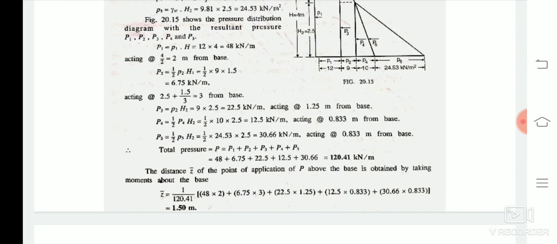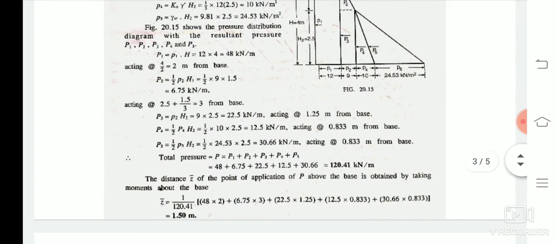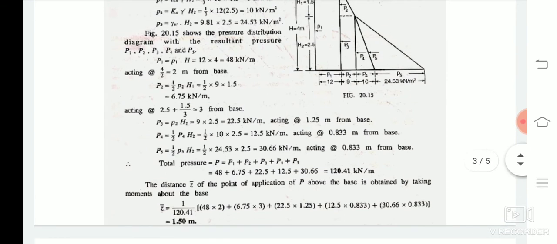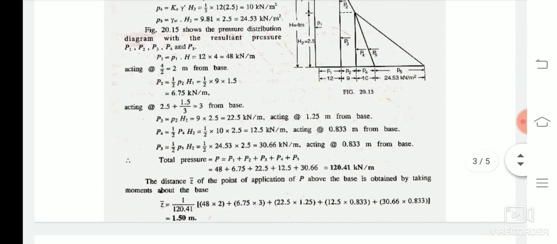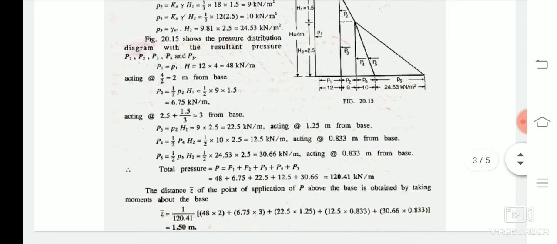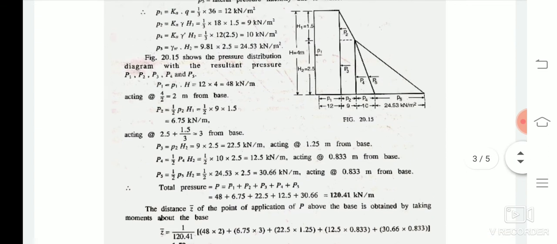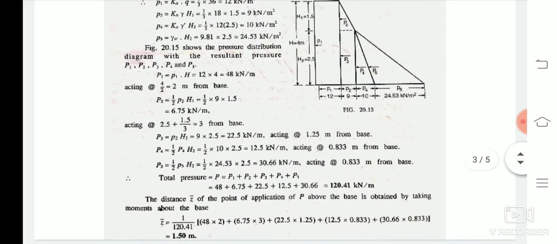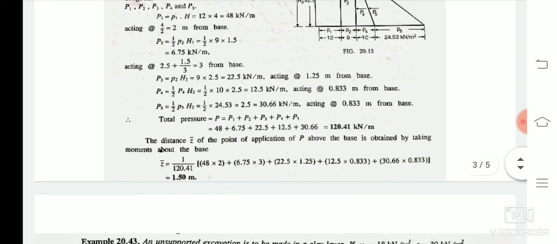If we consider the point of application of P above the base, then we have to find the value, that is 48 into 2 plus 6.75 into 3 plus 22.5 into 1.25 plus 12.5 into 0.833 plus 30.66 into 0.833, and calculating all these values, we get Z bar as 1.5 meter. That is, the total pressure of 120.41 kilonewton per meter is acting at a distance of 1.5 meter above the base of the wall. So this is the next problem.